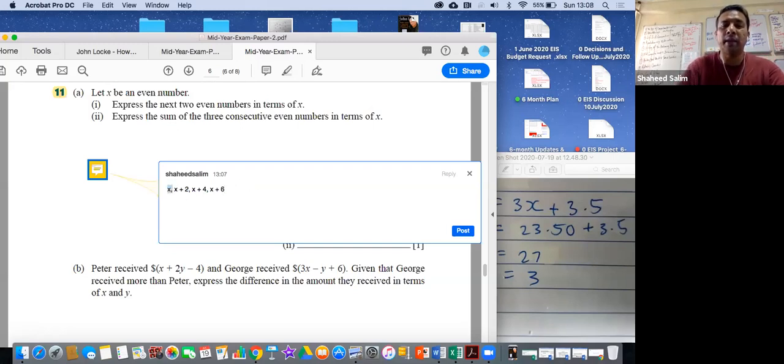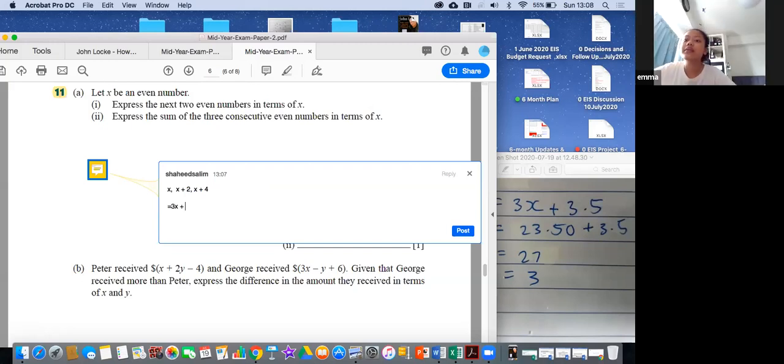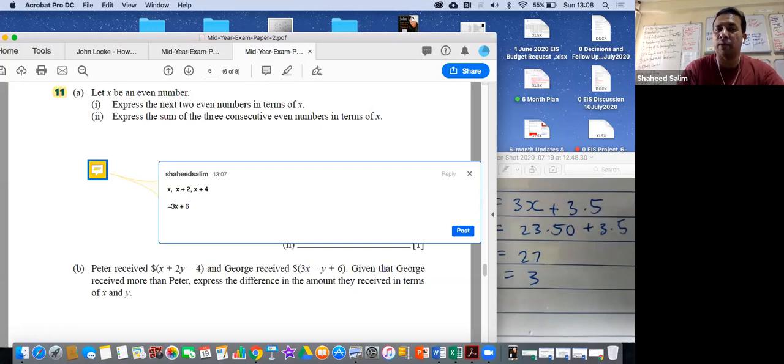So they only ask you for the next two even numbers, so it is just x plus 2 and x plus 4. Express the sum of the 3 consecutive numbers in terms of x. You can do this. What's the sum? Can you do it mentally? How many x are there? 3x plus 6. Yeah, that's it. That's your answer for question 1 and 2 for A.